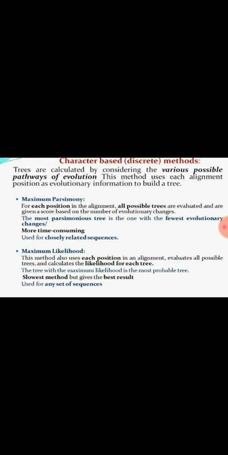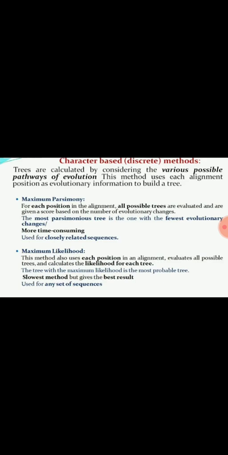Suppose tree number 1 has 3, tree number 2 has 1, and tree number 3 has 5 evolutionary changes. Then what is the maximum parsimony value? You have to take the one with the fewest evolutionary changes, which means tree number 2, which has only 1 evolutionary change. That is your maximum parsimony value or maximum parsimony score. Maximum parsimony equals the fewest evolutionary changes.